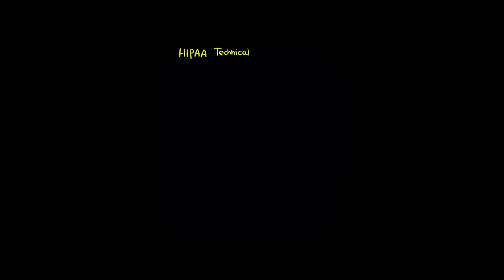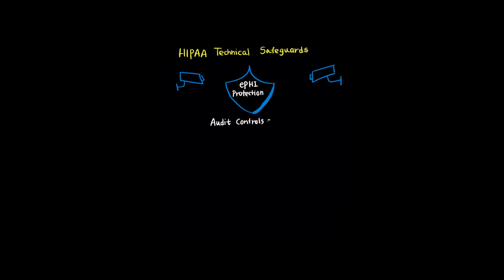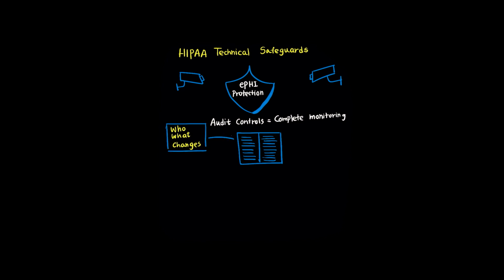HIPAA security rule compliance requires multiple layers of technical safeguards. Let's understand why audit controls provide the most comprehensive protection. Think of audit controls like security cameras that record everything, not just who enters, but what they do inside. While capture prevents bots, passwords verify identity, and tokens authenticate users, audit controls create a complete trail of all system activities. They're like a detailed logbook showing who accessed what patient record, when, and what changes they made. This helps investigate breaches and ensures compliance.